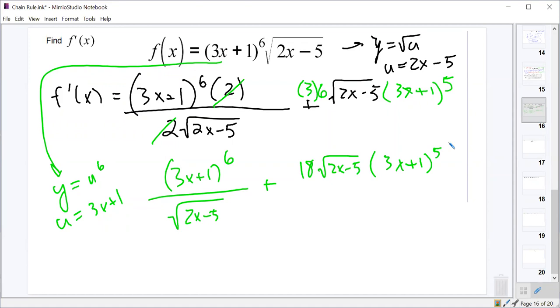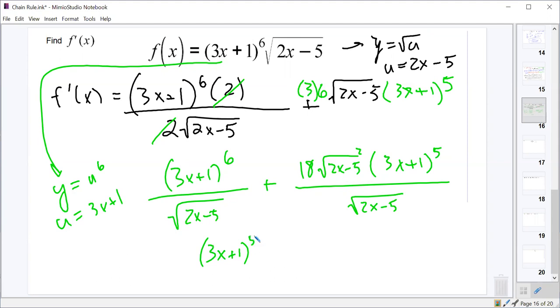So I mean, we'd want to get a common denominator of root 2x minus 5. So I mean, we could do that. Let's do that. Get a common denominator, root 2x minus 5. So I got to multiply the bottom by that, and it means I got to multiply the top by that. So we'll just say squared on that. We'll clear out that square root. And then what do they have in common? They have a 3x plus 1 to the 5th in common.